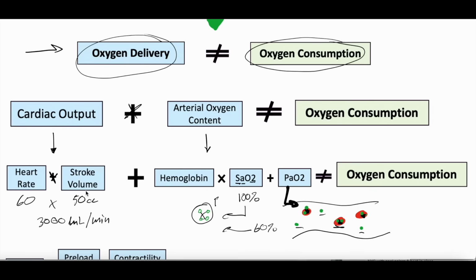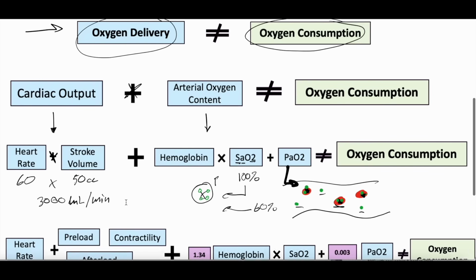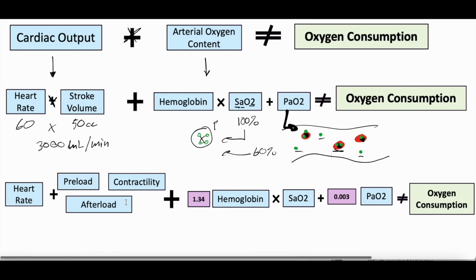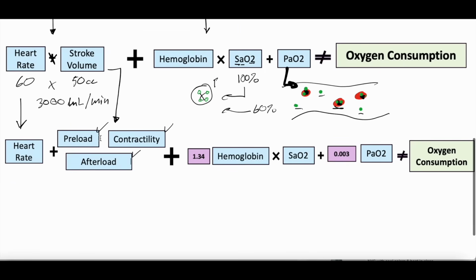How would you do that, though? You can break this equation down just a little bit further. So heart rate stays the same. We can measure heart rate on the monitor, and we can manipulate heart rate with medications. Stroke volume, though, can be broken down into even smaller bits, and that is the preload, the contractility, and the afterload. That is what stroke volume is proportional to. What does this mean exactly?